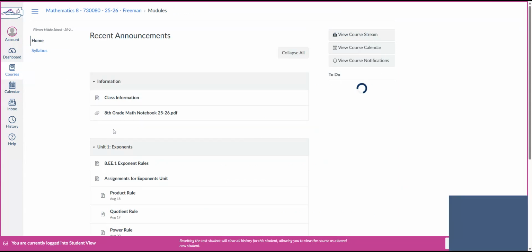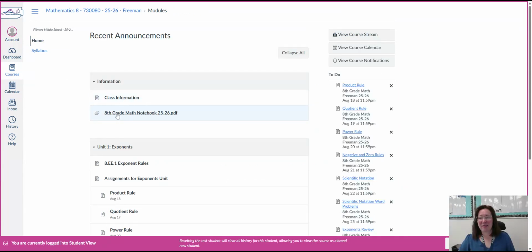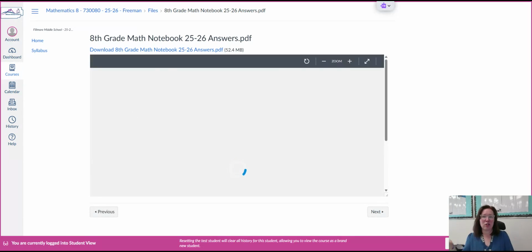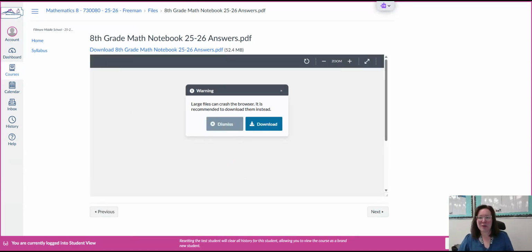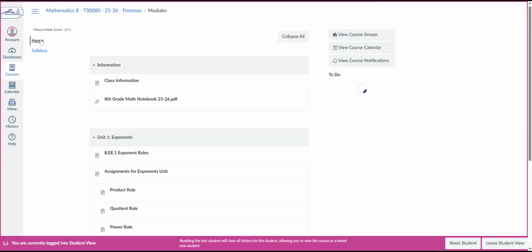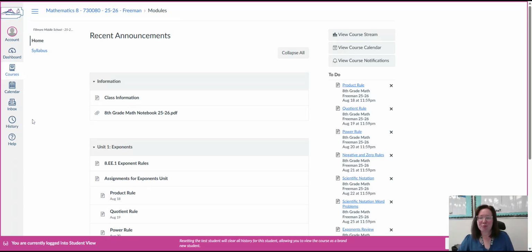Then you can come back to home, and I have here the math notebook. This is going to show you if you missed any notes. This is going to show you what those answers are. It's also going to be in a different place in the Canvas class as well. So this is just one big spot for it.